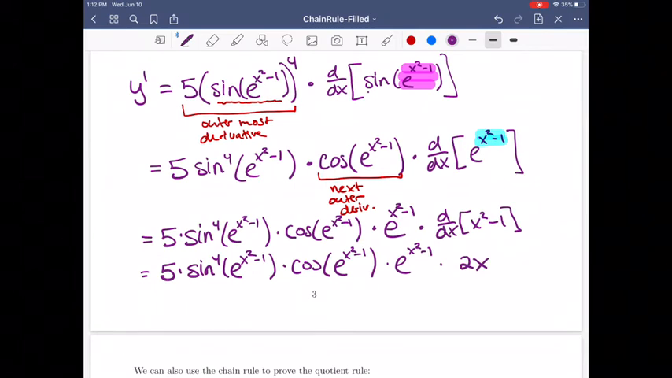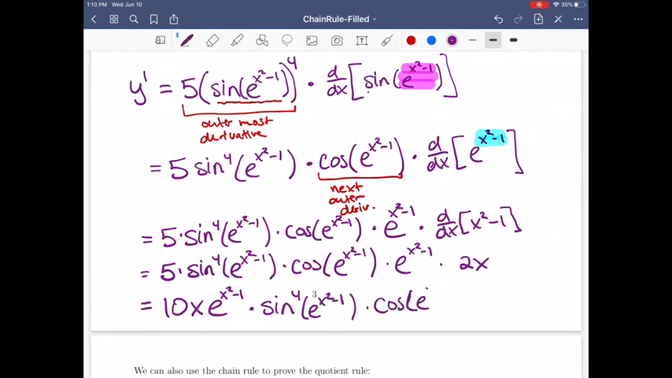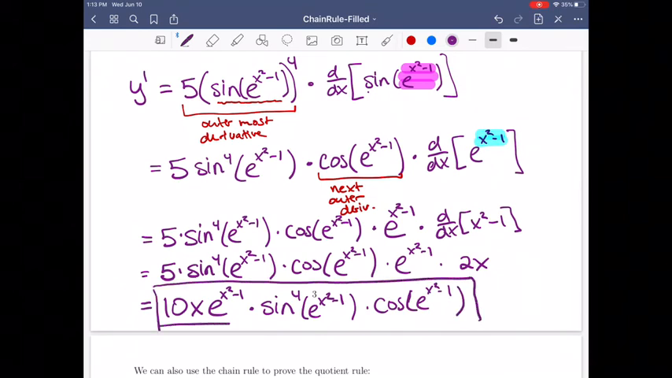There's not a lot of simplifying that can happen here. If you want to put the 2 and the 5 together, you can, and move the x to the front maybe. So 10x e to the x squared minus 1, and then we're going to have sine to the power 4 of e to the x squared minus 1, times cosine of e to the x squared minus 1. This would be our simplified derivative.